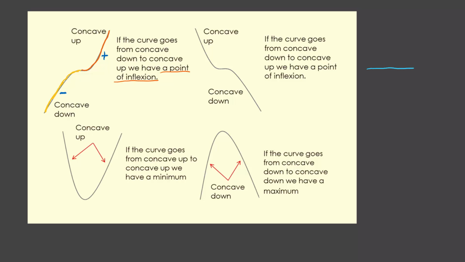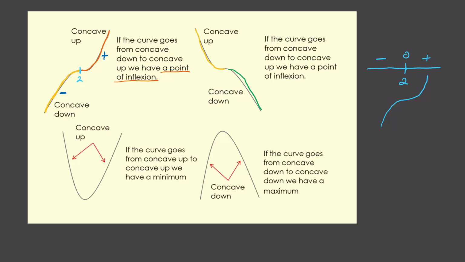So if we were doing that on a number line, and let's say this point was 2, we have 0 at 2, which is why we're doing this test in the first place, and then we get negative, positive, and that tells us concave down followed by concave up: point of inflection. And clearly this one is the same, but it goes up followed by down.